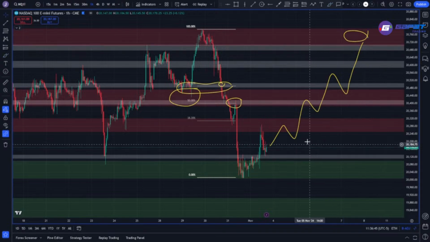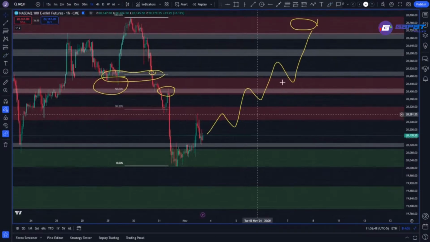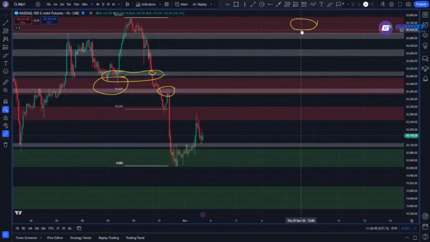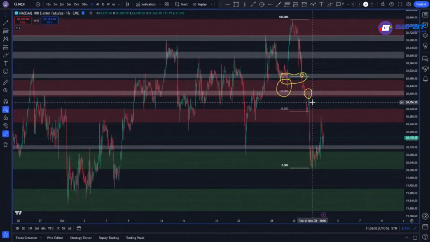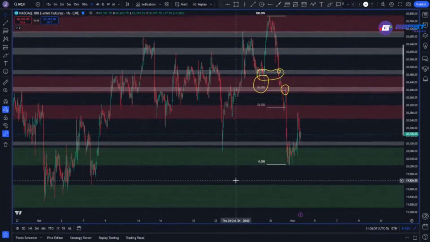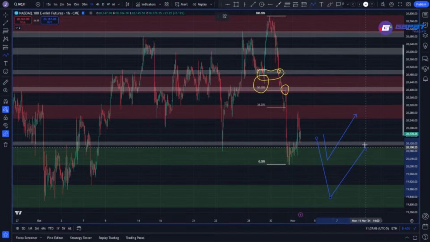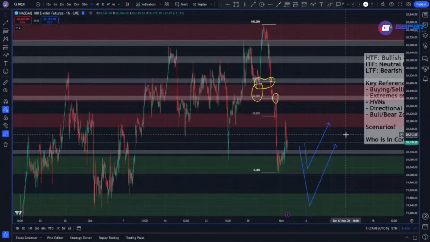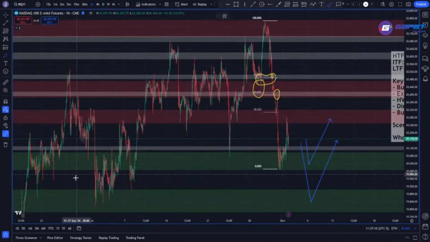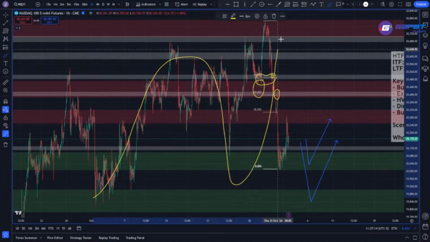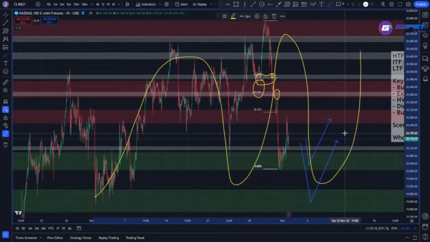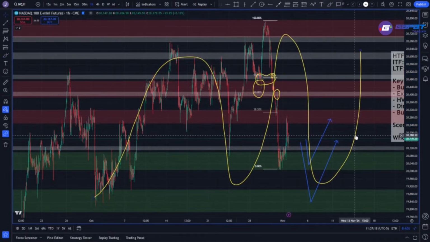Let me draw out some of the scenarios quickly. So the question that I posed earlier was, could we just turn into a higher time frame balance area? So we could come to either retest this support area and head higher, or we could test the level below and come higher, and then we form a higher time frame balance just like this. And we begin to chop up a little bit.